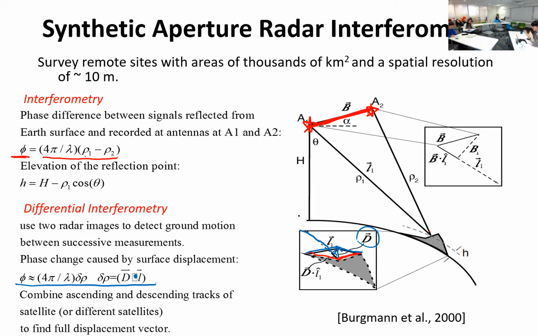So this one delta rho tells you how much the surface has deformed in the direction of the satellite, so that we can try to combine this information with another observation. If this information is from an ascending satellite and another is from a descending satellite, we can combine them to get independent information of what the actual displacement vector D is. So that's the idea of InSAR.